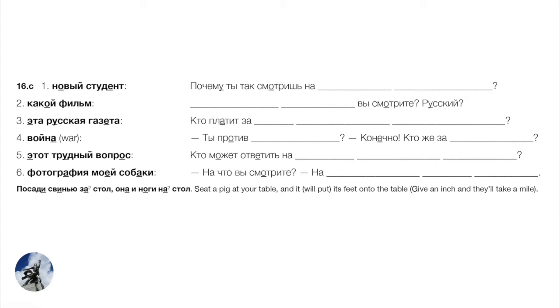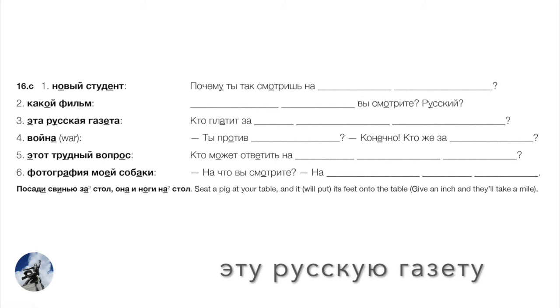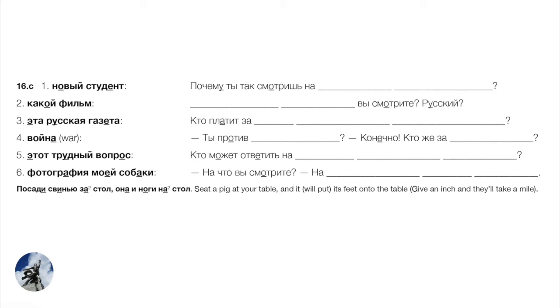Okay, number three, это русская газета, this Russian newspaper. Okay, feminine. Кто платит за? Who's paying for? Blank, blank, blank. Okay, we need an accusative after the за. Кто платит за эту русскую газету? Okay, number four, война, meaning war. Are you against war? Okay, remember, против takes the genitive. Ты против войны, right? Did you come up with the genitive, feminine genitive? Войны, right? Ты против войны? Конечно, of course. Кто же за войну? Who is in favor of war?